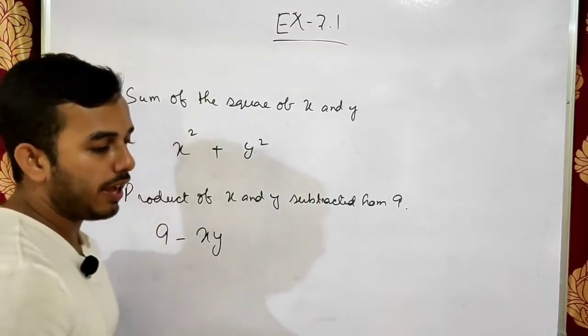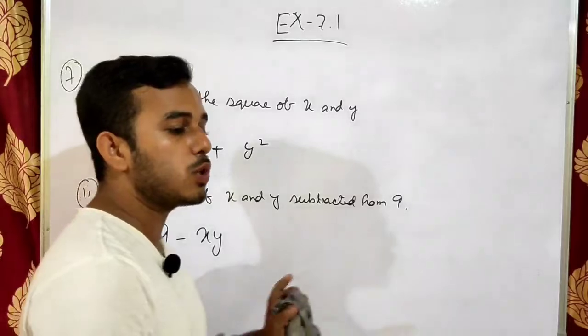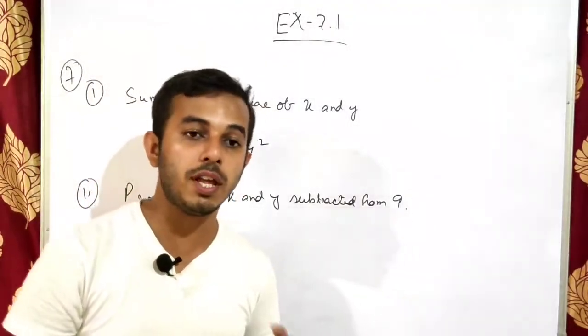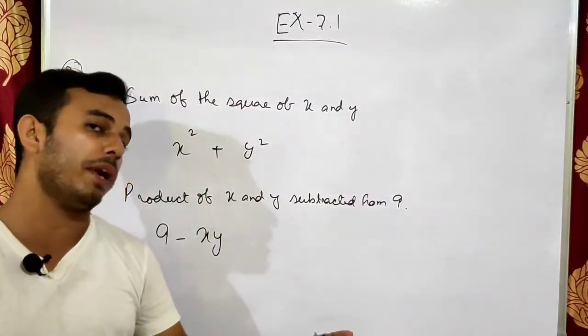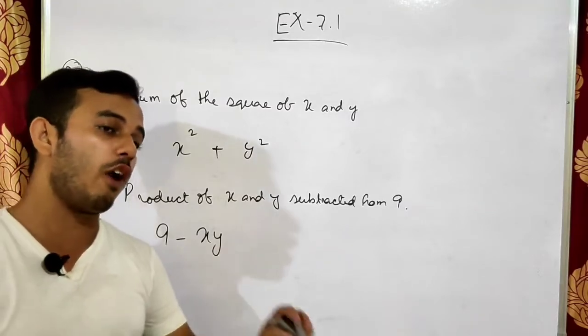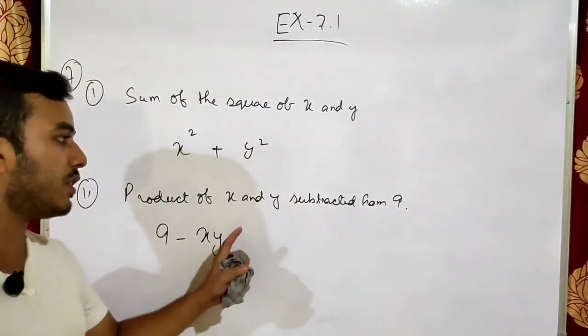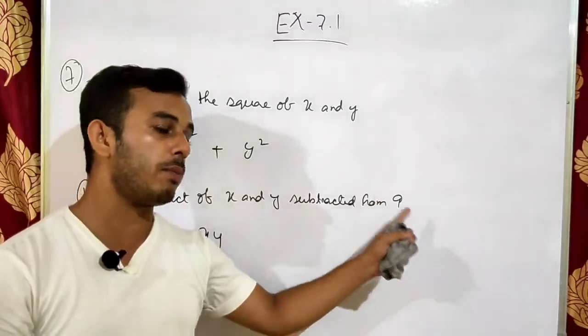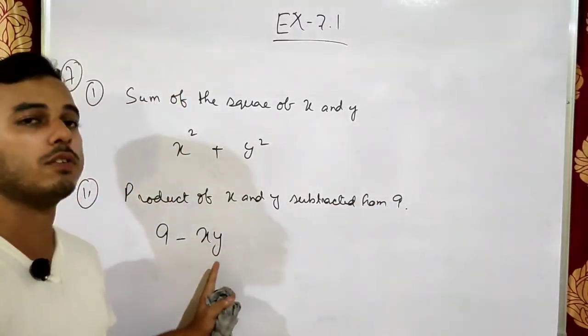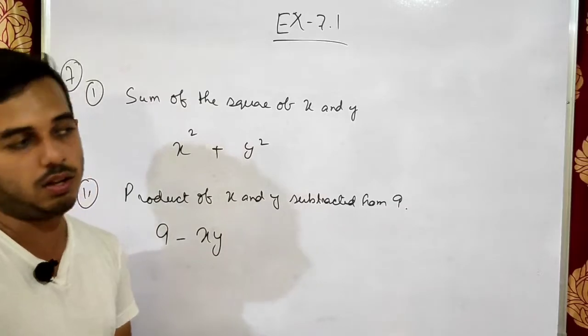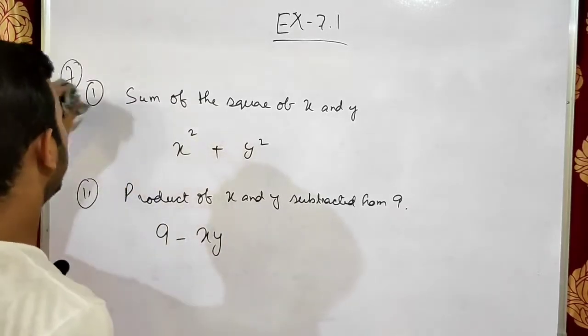Okay, not xy minus 9. If it was xy minus 9, then it would be written that 9 is subtracted from the product of x and y. Okay, from means what? So here, product of x and y subtracted from 9. So from 9 we have to subtract the product of x and y. Okay. Next one, number 3.